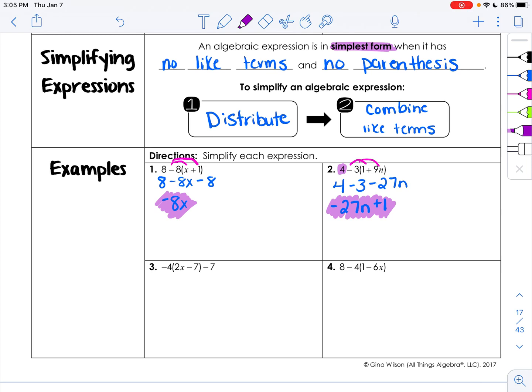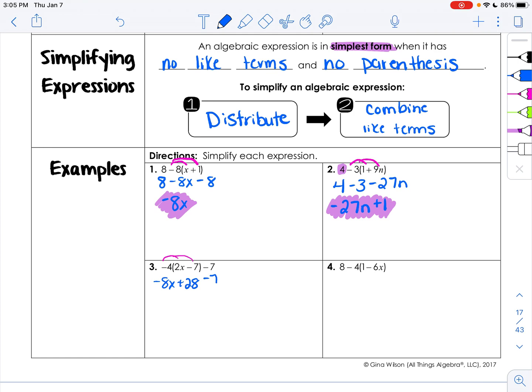Number 3 looks just a little bit different. I still have parentheses, so I know I still need to distribute. I'm going to distribute the negative 4. But then behind the parentheses, I have this negative 7. That negative 7 doesn't have anything to do with distributing, so I'm going to bring that negative 7 down. And then I'm going to distribute the negative 4 to everything inside the parentheses. Negative 4 times 2 is negative 8x. And negative 4 times negative 7 is a positive 28.